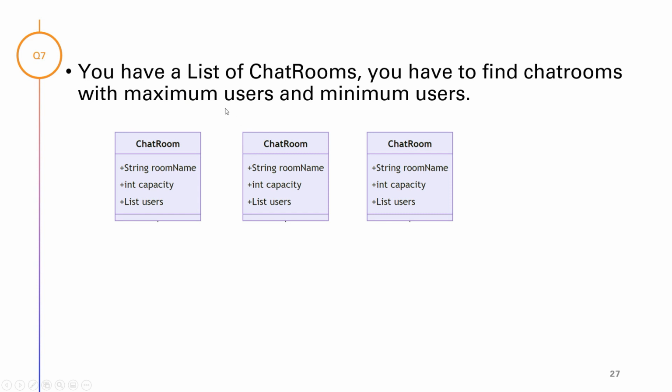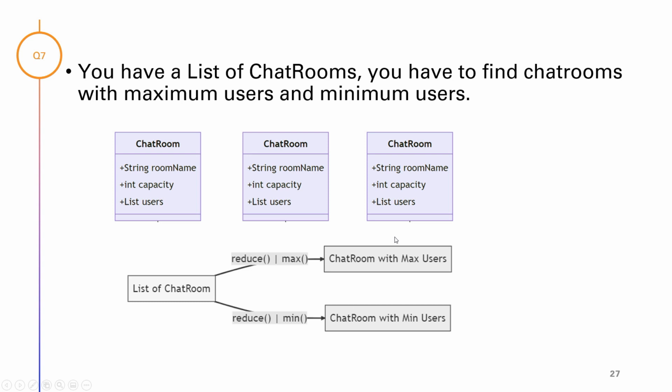Now the other one: you have a list of chat rooms and you have to find the chat rooms with maximum users and minimum users. Which list is bigger, that is the maximum. Which list of users is smaller than others, that is the minimum, right? Here, as I told you, when you have to find the maximum or minimum, you can use reduce, or you can use the max and min functions as well. So let's see that.